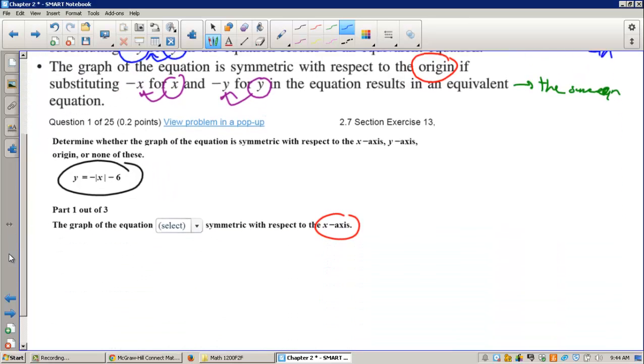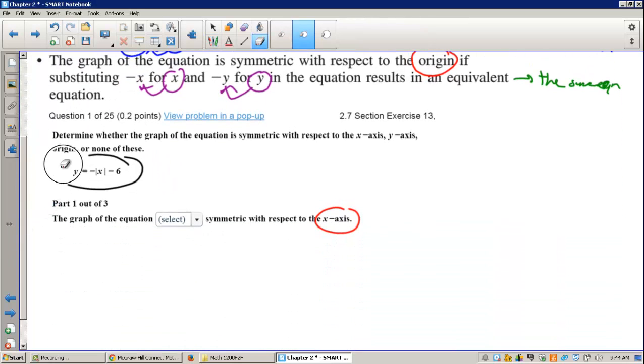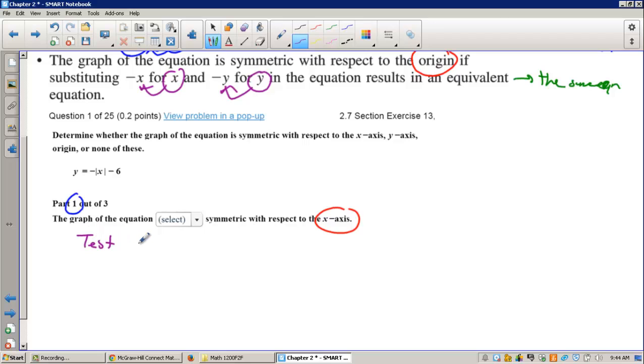Here comes our first question. Test in part 1 for x-axis symmetry. So how do I test for x-axis symmetry? Read the description above for x-axis symmetry.